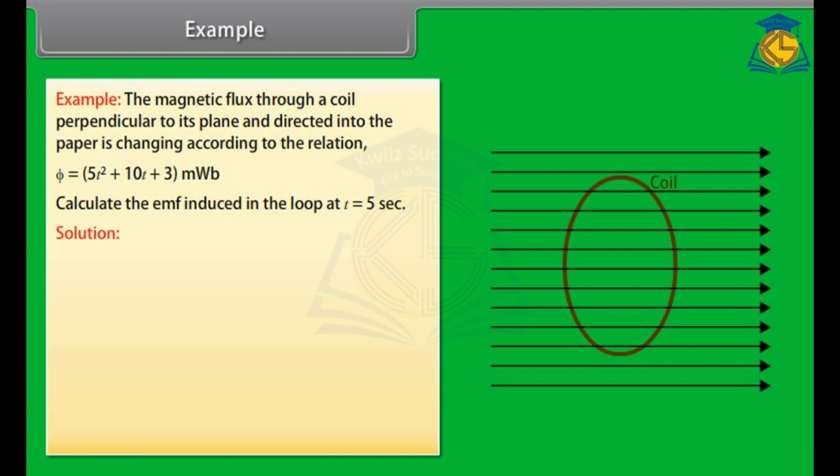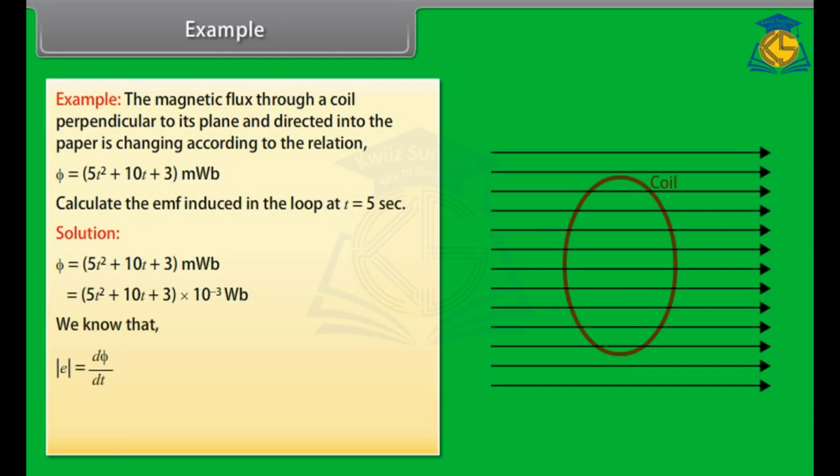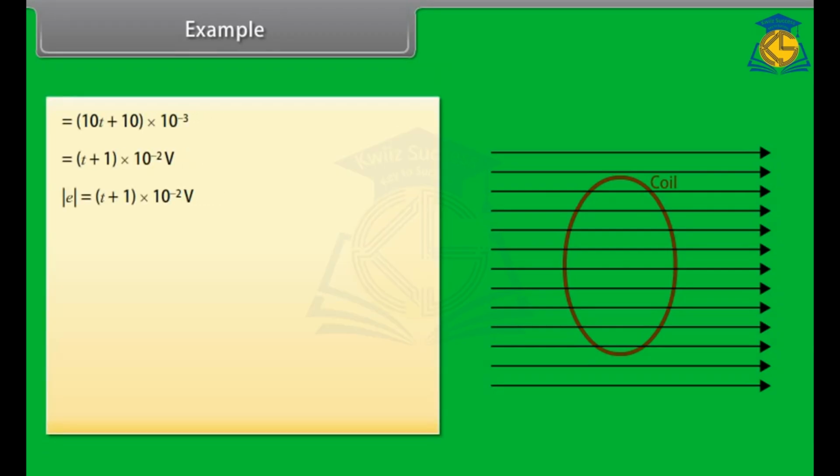Let's see the solution. Given phi is equal to 5t square plus 10t plus 3 milliWeber, it can be written as phi is equal to 5t square plus 10t plus 3 multiplied by 10 raised to the power minus 3 Weber. We know that E is equal to d phi by dt. By putting the values in this equation we get E is equal to t plus 1 multiplied by 10 raised to the power minus 2 volt.